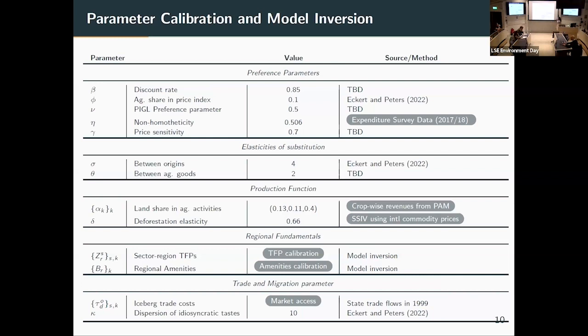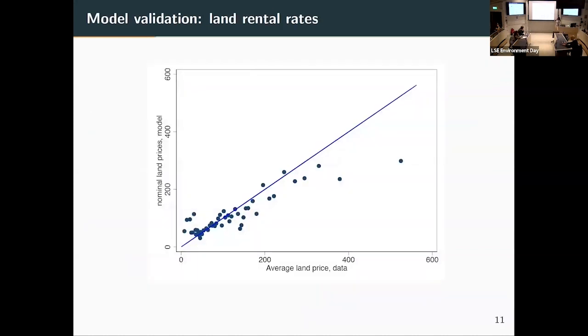And then there are the regional fundamentals that make heterogeneity across space important, which I got from the model inversion. That will be the sector-region TFPs, which come from the revenues in the agricultural census of the different commodities, and the regional amenities. And now this is the model fit for now. This is the land prices from the data and the land prices from the model.